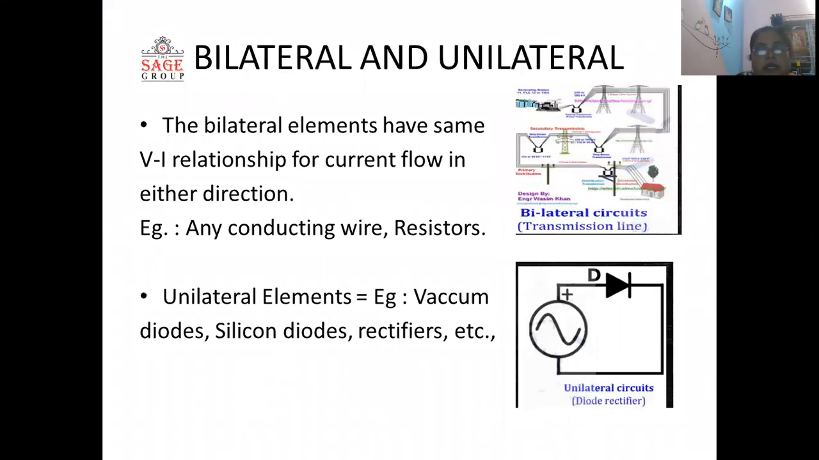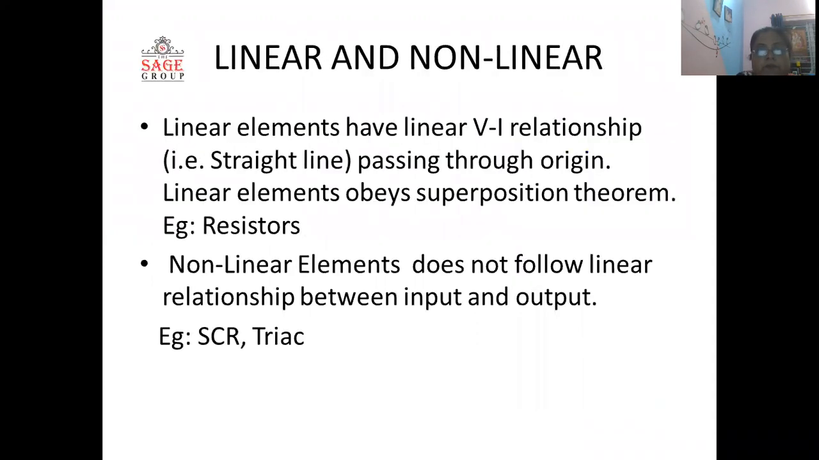Bilateral and unilateral. The bilateral elements have the same VI relationship for the current flow in either direction. Any conducting wire, that is resistor. Unilateral, for example, vacuum diodes, silicon diodes, rectifier, etc. In the unilateral elements, the current flows in only one direction. Therefore, they are called unilateral elements.